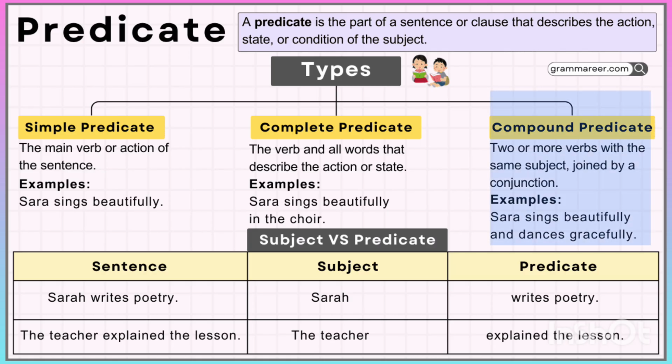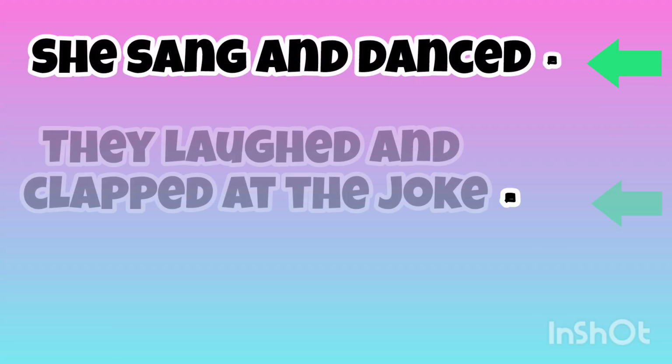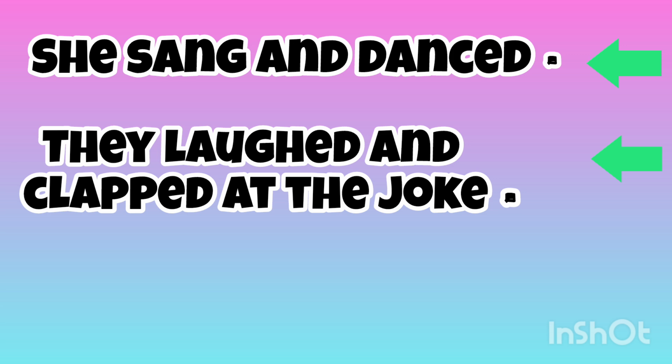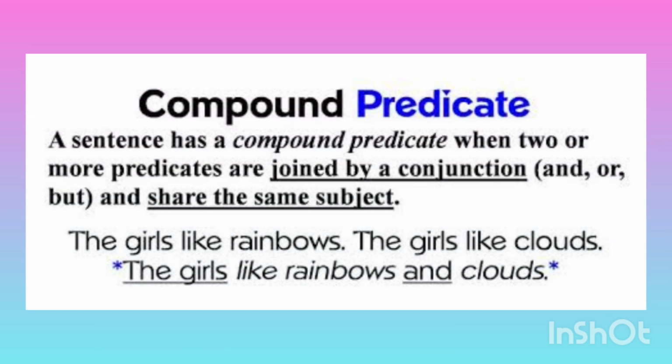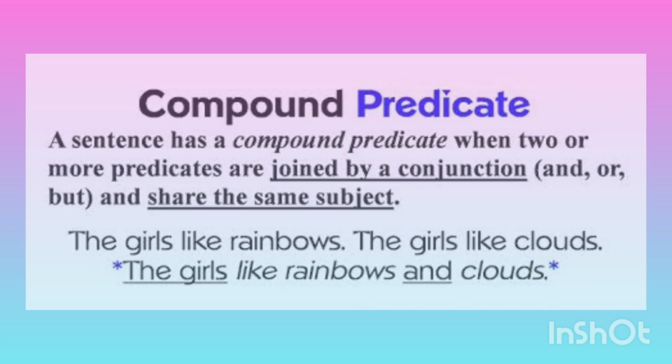Now let's talk about the compound predicate. The compound predicate happens when the subject performs two or more actions. Instead of writing two sentences, we join the actions with words like and or but. For example, she sang and danced. They laughed and clapped at the joke. She cooked dinner and served it. So here, the subject is the same but it is doing multiple actions. That's why it is called compound.